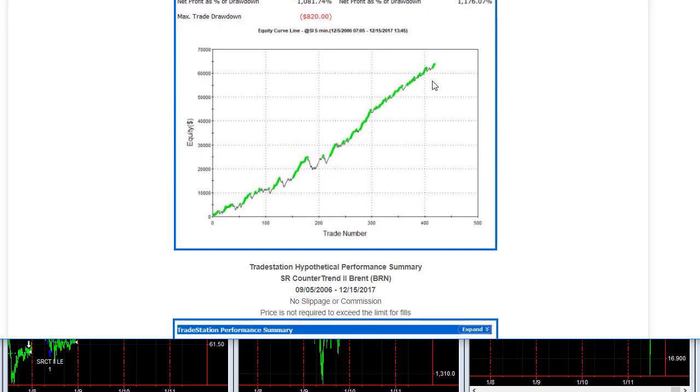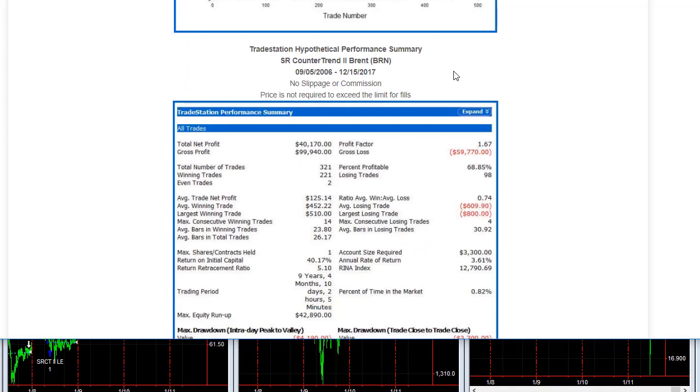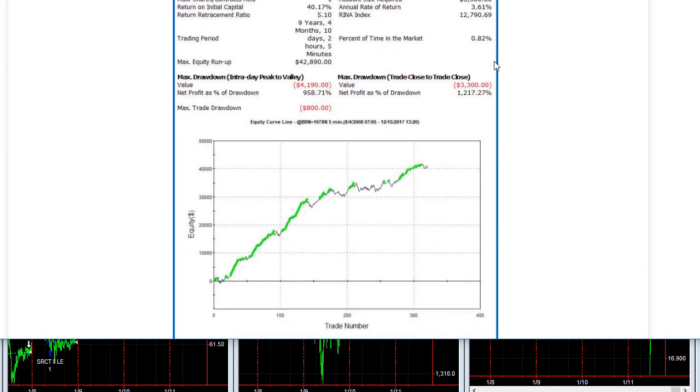So nice results, all using the same parameters. Also works on Brent crude, if you want to trade that.